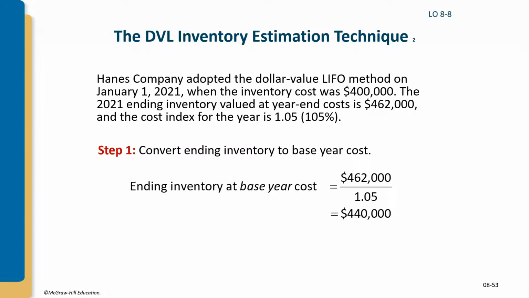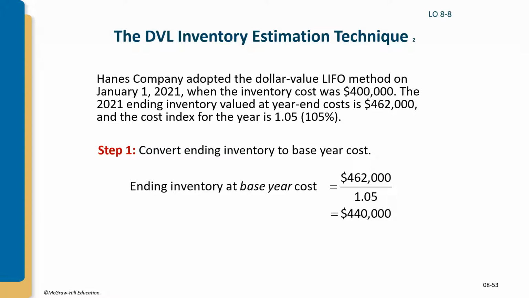Take a look. Haynes Company adopted dollar value LIFO method on January 1, 2021, when the inventory cost was $400,000. That is their base year, $400,000. So their inventory costs will always be at $400,000. Remember the objective of LIFO. You'll have the lowest ending inventory amount under the three methods using LIFO.